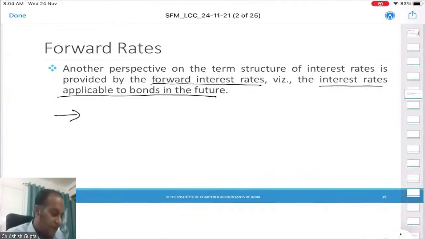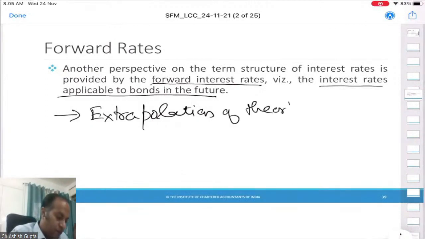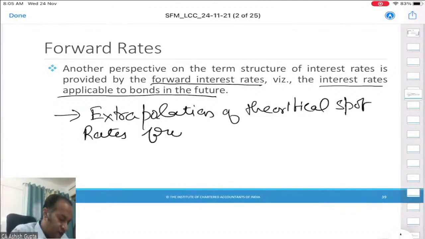Now students, forward rate curve means what shall be the rate of the instrument after certain periods for 1 year. I can say that it is the extrapolation of theoretical spot rates from the yield curve.